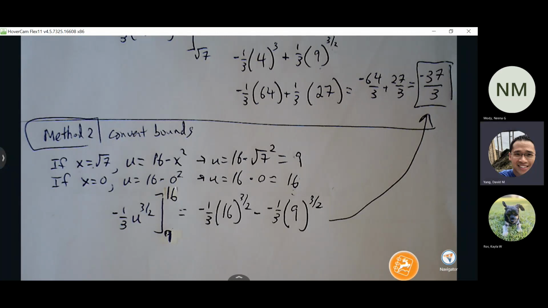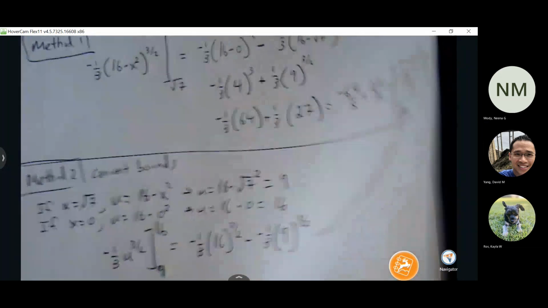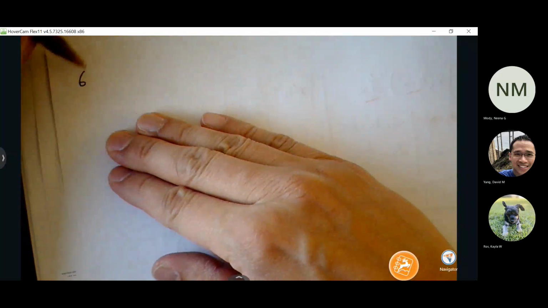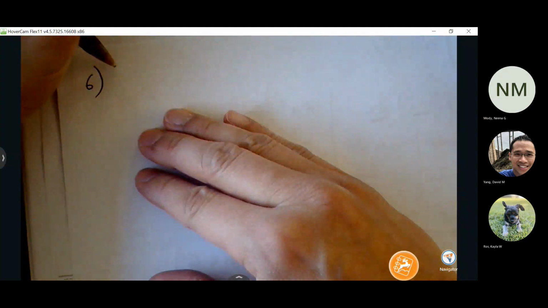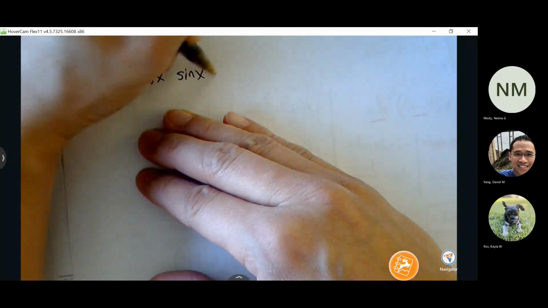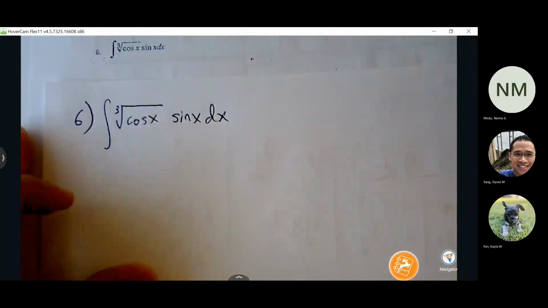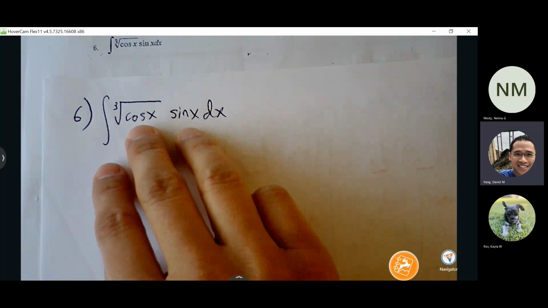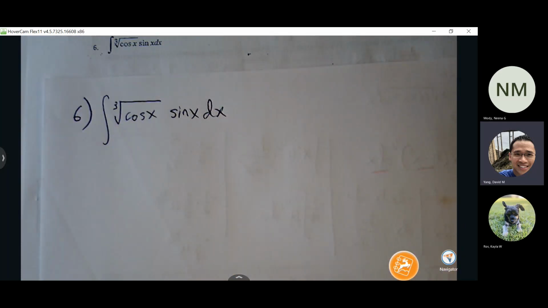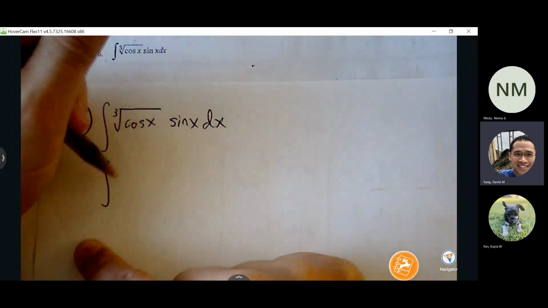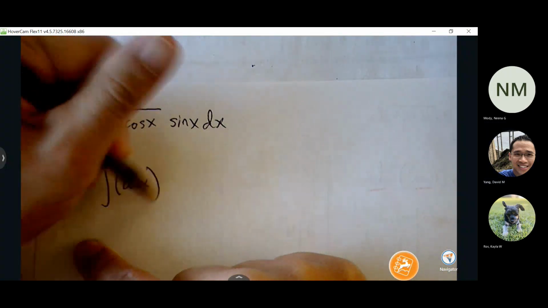All right, number 6. All right, so we look at this and we see that there's no one rule that can handle this problem. I mean, we have a rule for sine, we have a rule for cosine, but we don't have a rule for cube root of cosine times sine. So anything that's more complicated than any one rule can handle, we've got to think about u substitution.